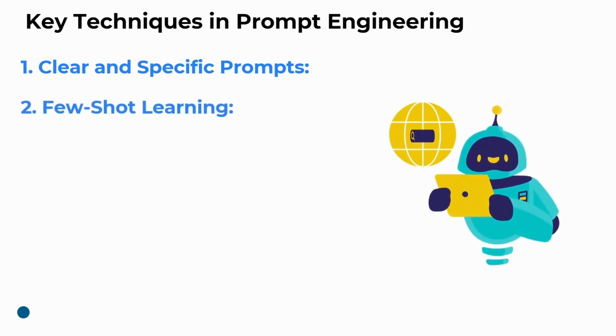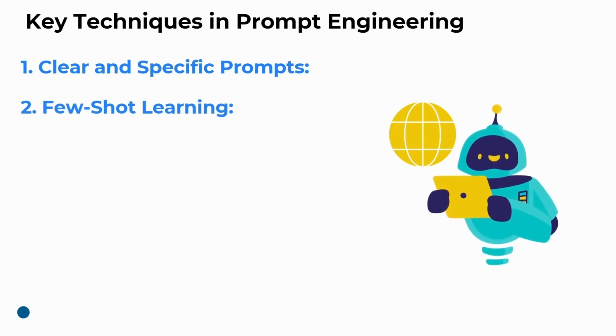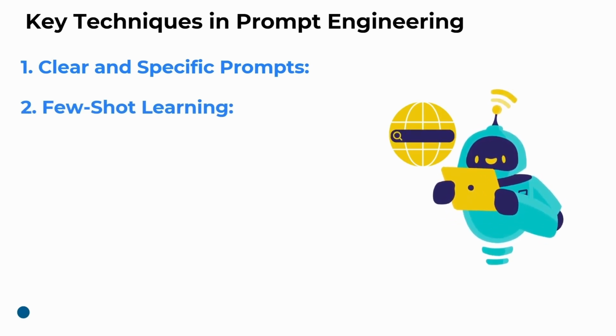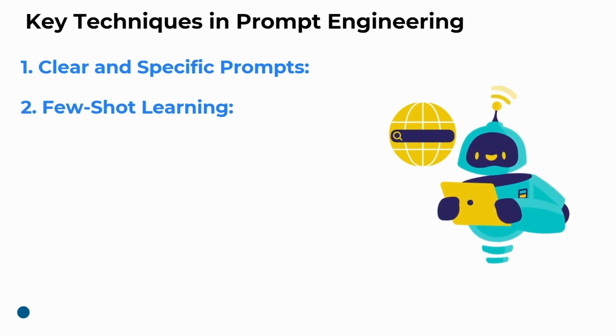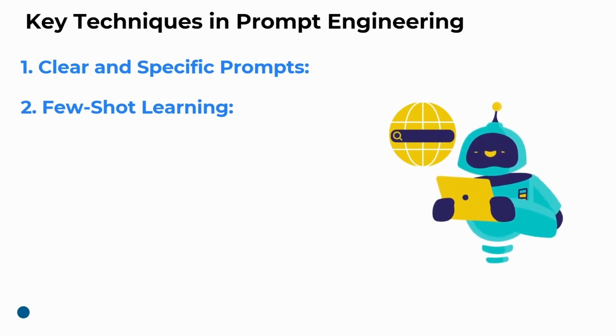Next one, we have few-shot learning. In few-shot learning, you provide the model with a few examples of the desired input-output pairs within the prompt itself. This helps the model to understand the context and format better.